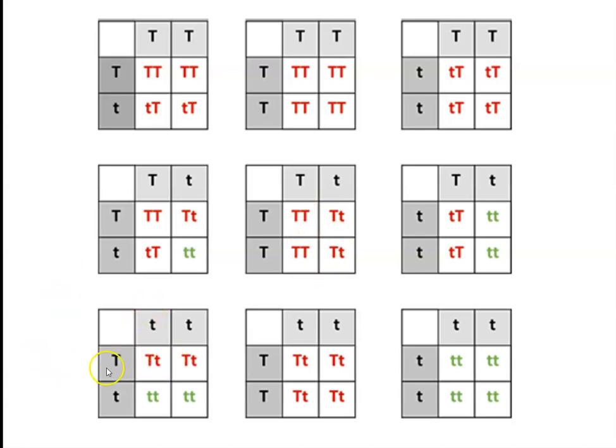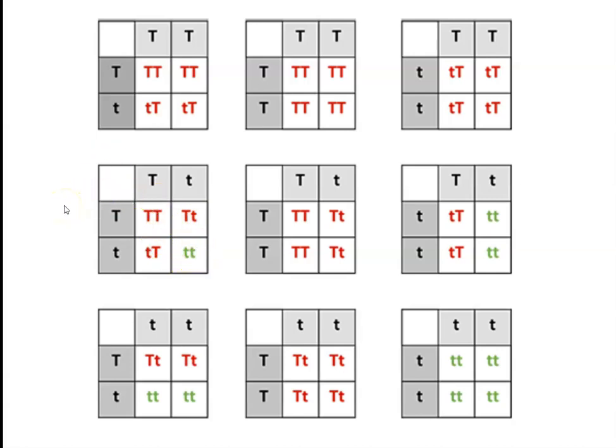Likewise, we could cross a heterozygote with a homozygous recessive, and we get 50% heterozygotes and 50% homozygous recessive. Okay? And lastly, we could have a het mating, and if we have a het mating, then we get one homozygous, two heterozygous, and one homozygous. So a 1 to 2 to 1 genotypic ratio, or 3 to 1 phenotypic ratio.